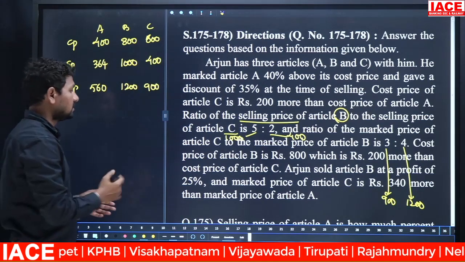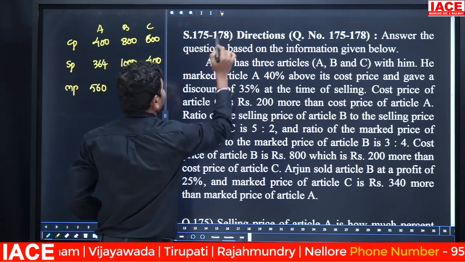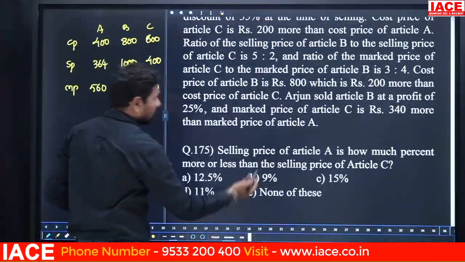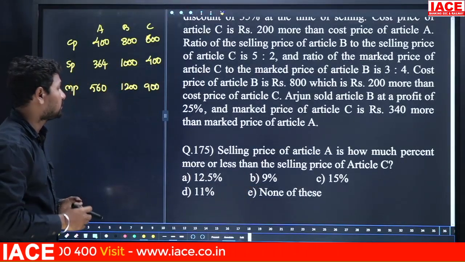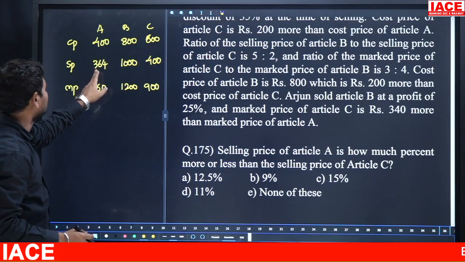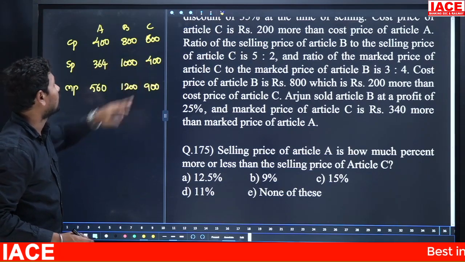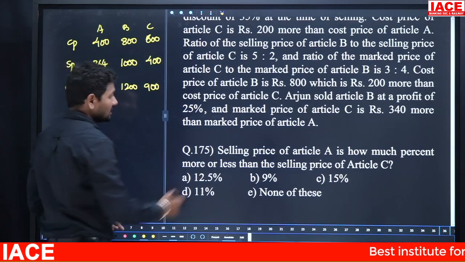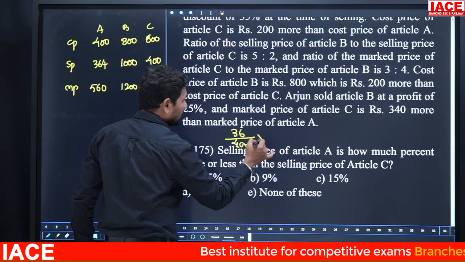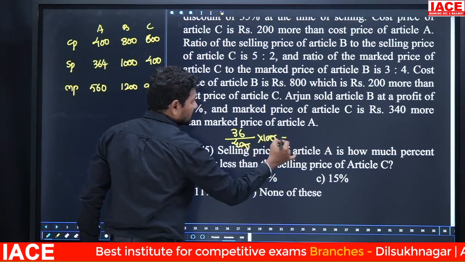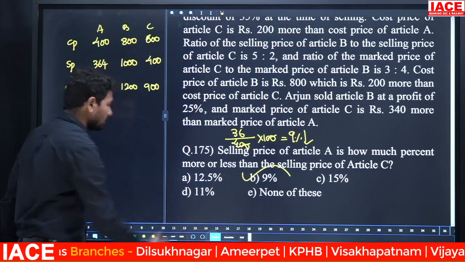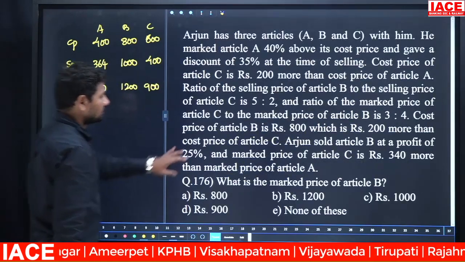Now based on this, we have to solve the questions. Then the data is completed. Selling price of article A is how much percentage more or less than the selling price of article C? Selling price of A is 364 and selling price of C is 400. It is less. How much rupees less? 36 rupees less. Comparing to 400, we need percentage, multiply with 100. It is 36 by 4, which is equal to 9% less. Option B.